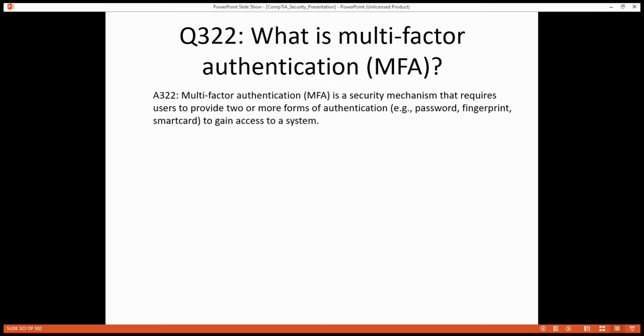Q322. What is multi-factor authentication, MFA? A322. Multi-factor authentication, MFA, is a security mechanism that requires users to provide two or more forms of authentication, e.g., password, fingerprint, smart card, to gain access to a system.